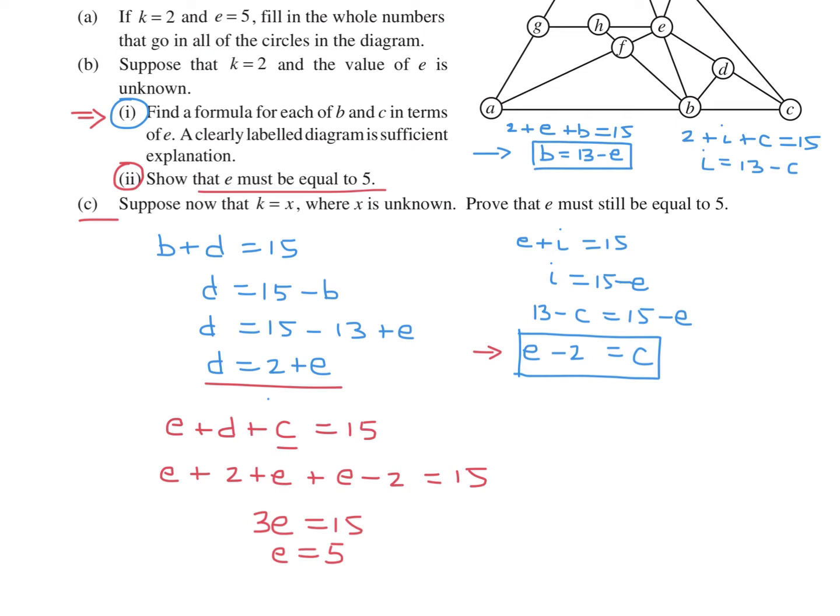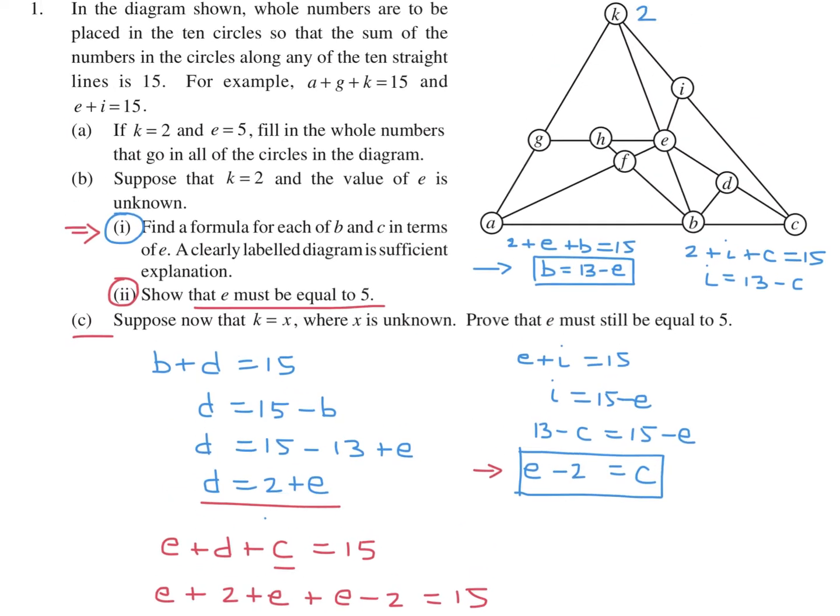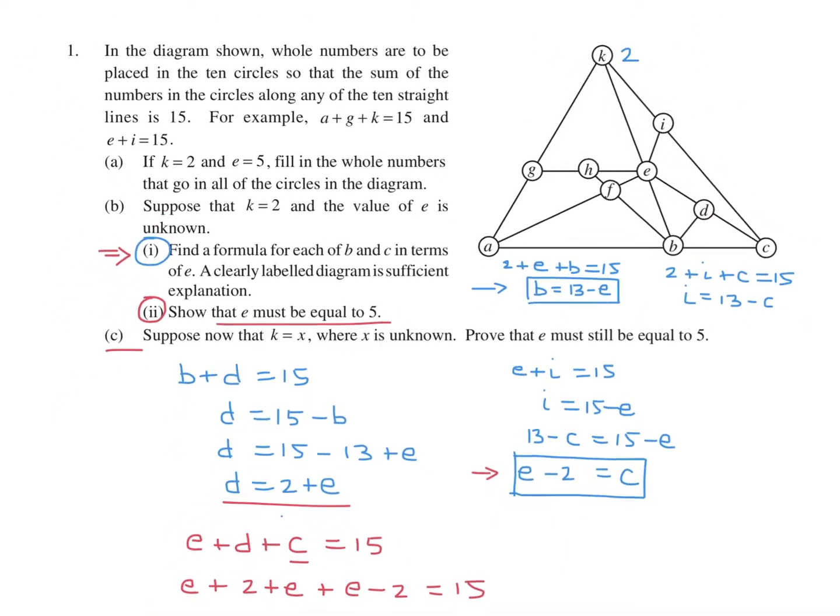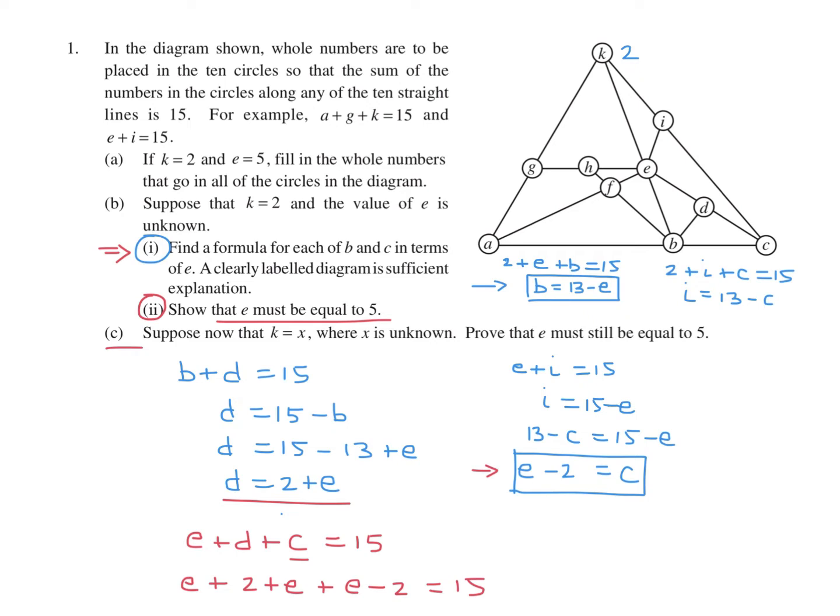Suppose now that K equals X, where X is unknown. Prove that E must still be equal to 5. Okay, so K is now X. To explain this in an easy way, I will backtrack and show you exactly what I did before, but this time with K equal to X instead of 2. It will show you that it is basically the same strategy.